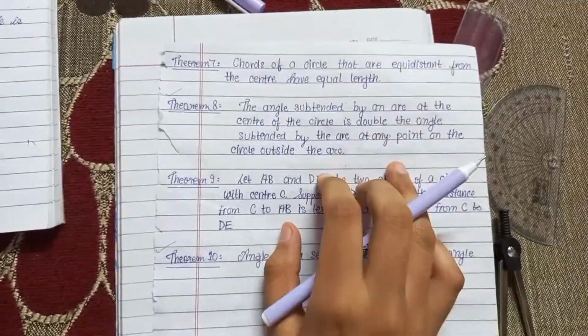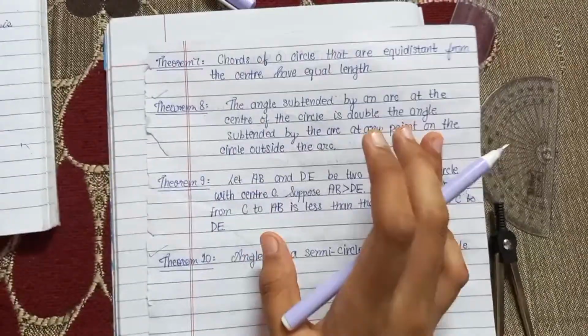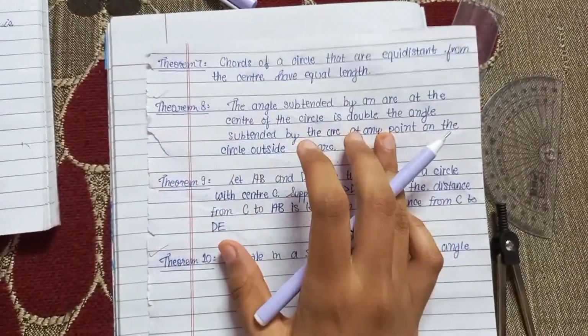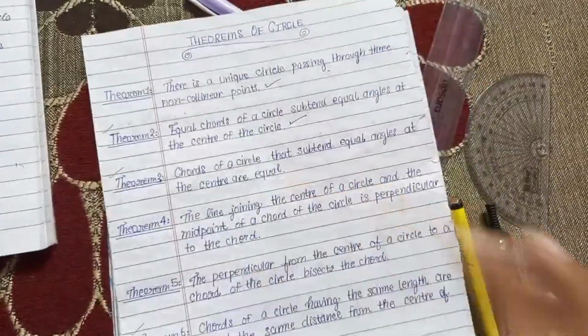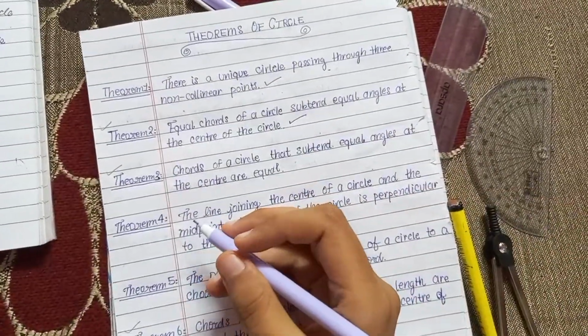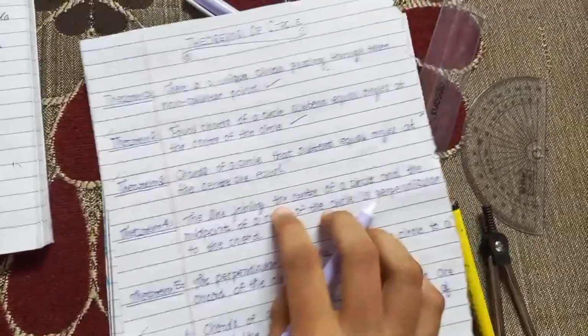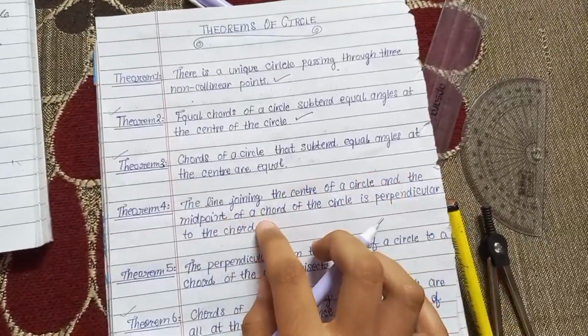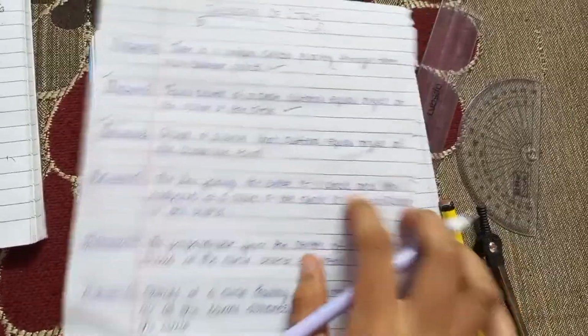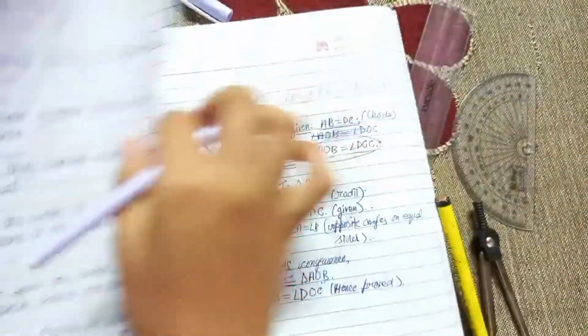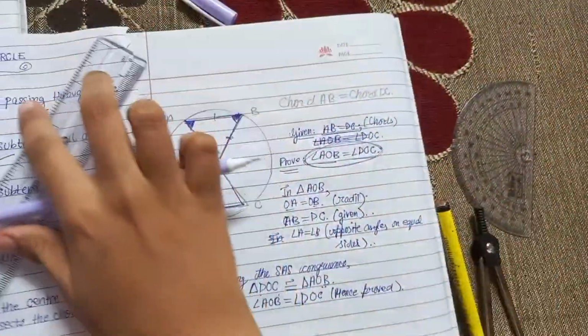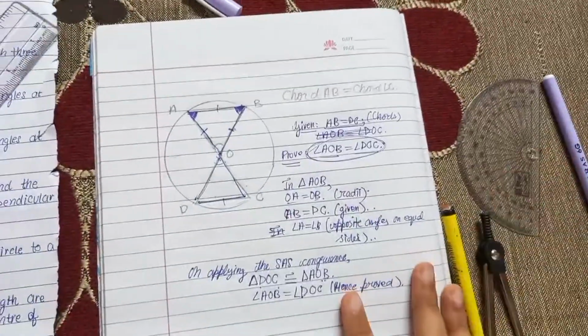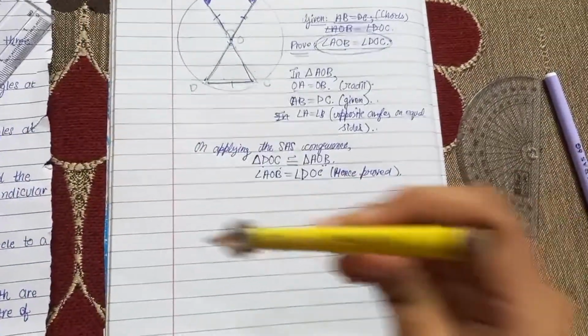See, if you know all the theorems, then the whole chapter is a cakewalk and there's no big deal in solving the questions with circles. So we have now our next theorem, which is the line joining the center of a circle and the midpoint of a chord of the circle is perpendicular to the chord. Now for this question we ought to draw a circle first. I can solve it here only.